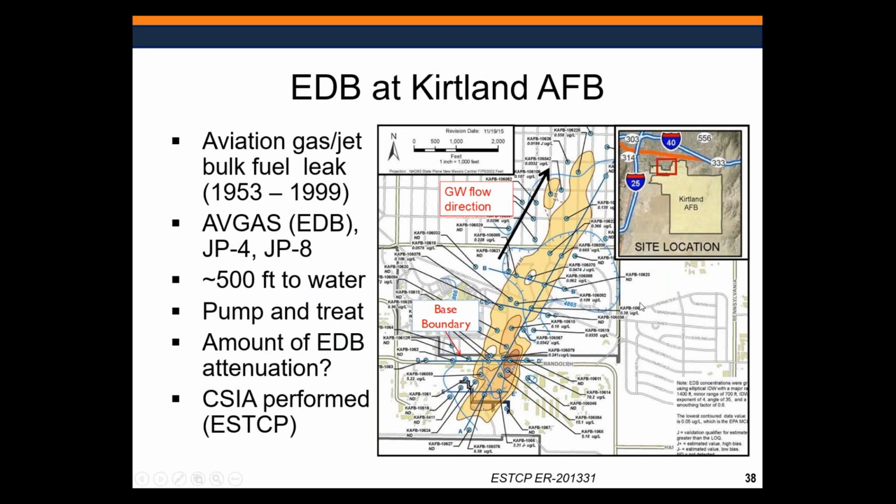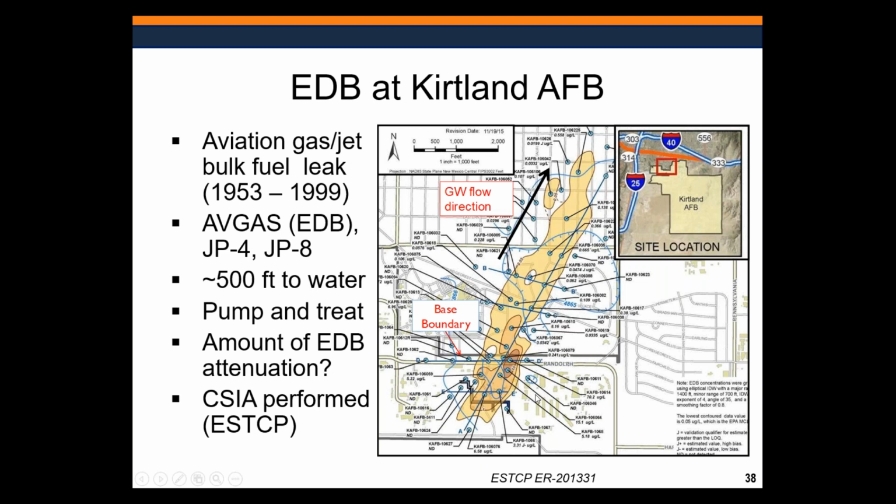This is EDB at Kirtland Air Force Base near Albuquerque. There's a big plume there from an old avgas fuel spill. It's very deep here, 500 feet to water. There's still NAPL up in this area, and we've got more than a mile-long plume flowing under some neighborhoods. And again, this plume is also so large because this is the 50 part per trillion contour. These are very low concentrations.